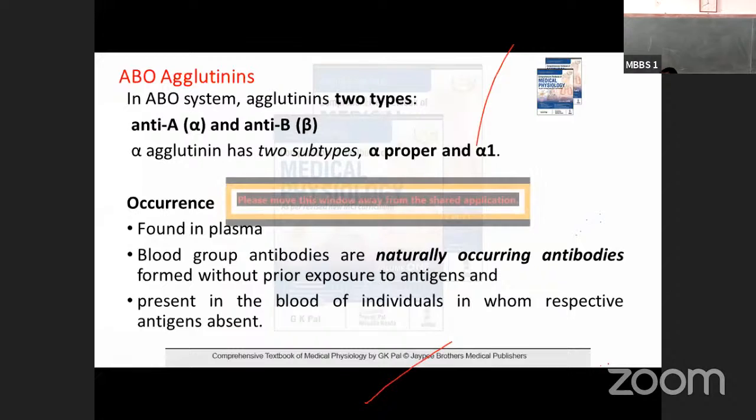Then agglutinins, that is the antibodies. There are two types of antibodies present, alpha antibodies and beta antibodies. They are present in the plasma of the individual. There are two subtypes, alpha and alpha 1. These are the naturally occurring antibodies in our body.